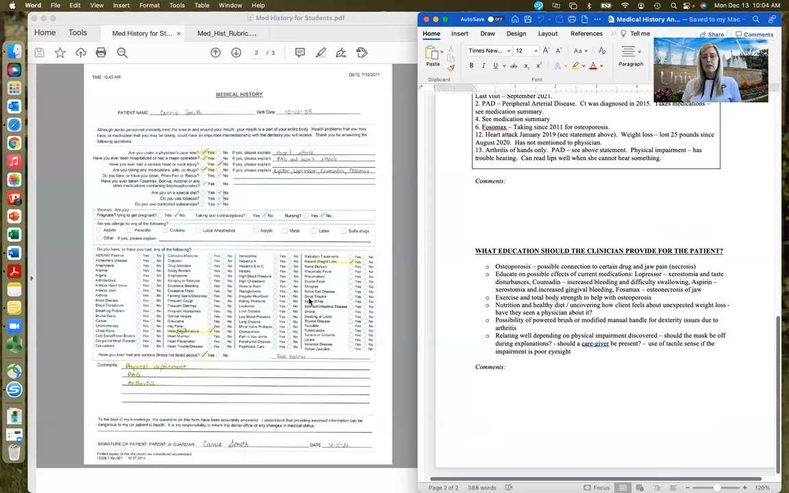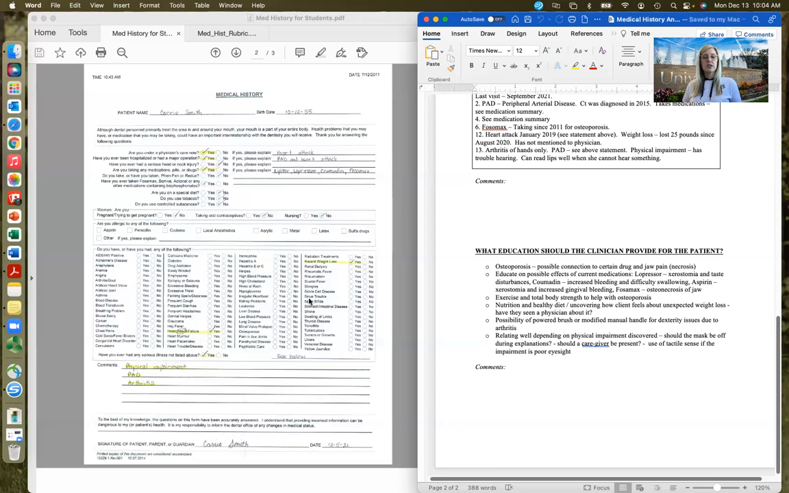So there's no way that we can say that they should brush and floss twice a day and that they should see their oral healthcare provider every 6 months, right? We have no idea. Maybe they need to be on a 4-month recall or a 3-month recall or a 2-month recall. We don't know that yet because we haven't looked in their mouth. What we're looking at here is the med history and what education do we need to make sure to provide for them based solely on this medical history.